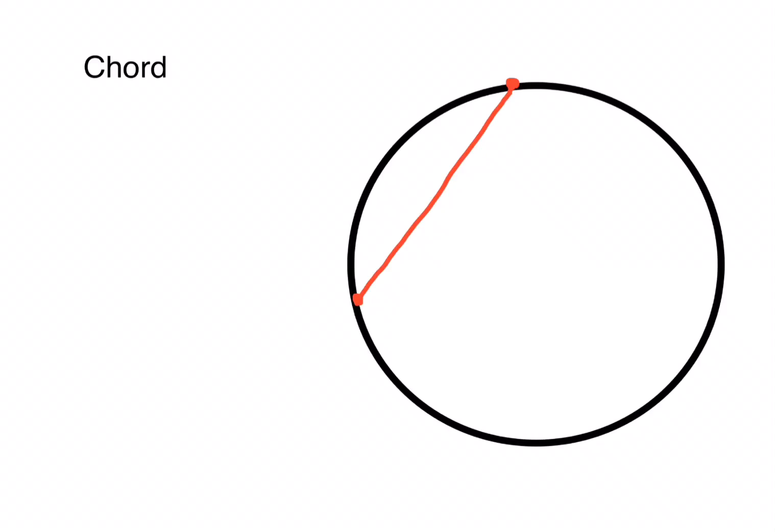Why? Because in order for it to be a diameter, it needs to go through the center point. And in this specific case right now, on this chord, suppose this was the center point, that chord does not go through the middle. Therefore, it is just a chord.